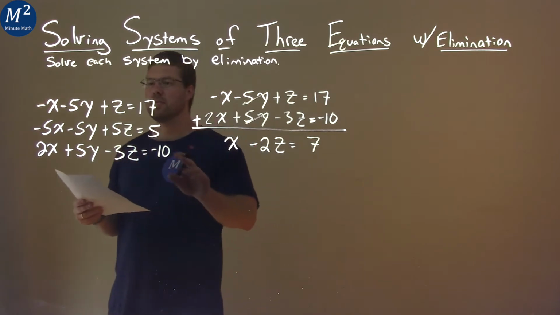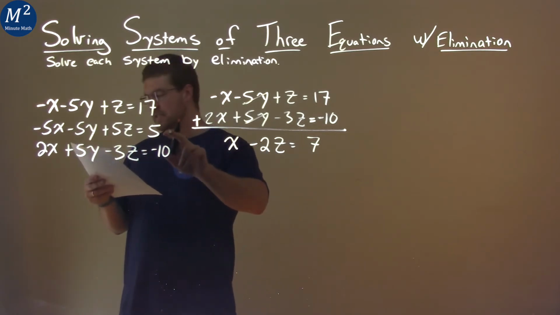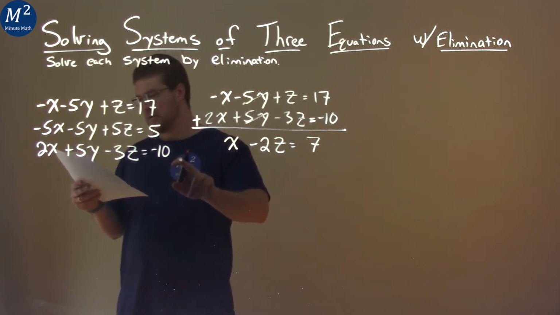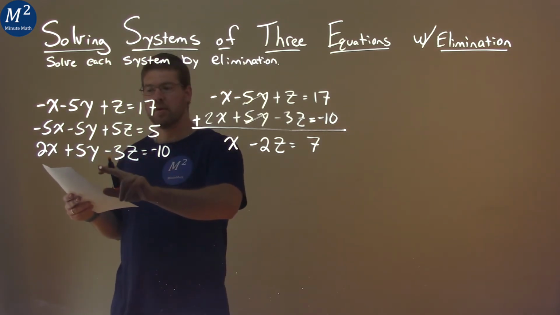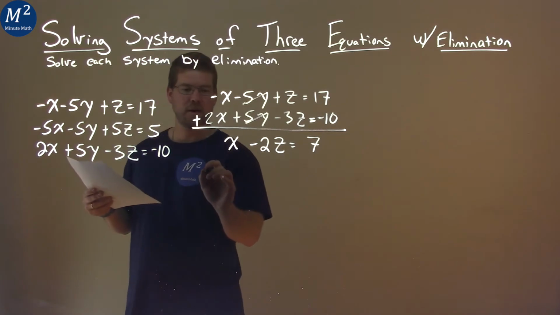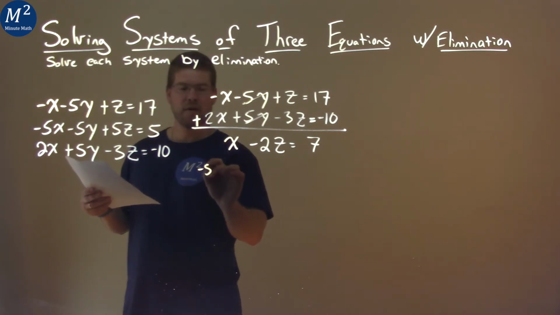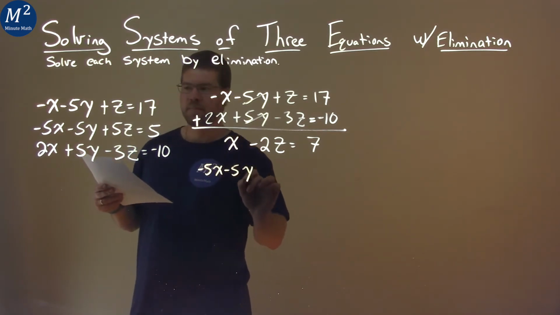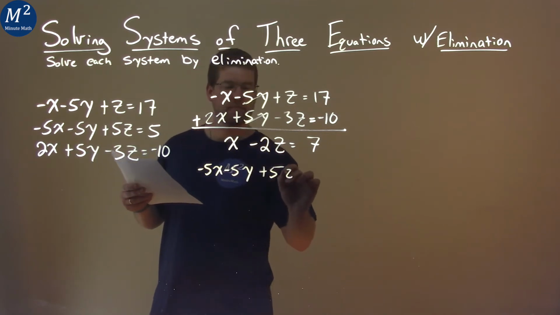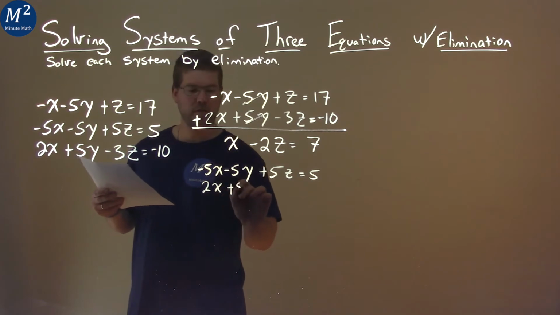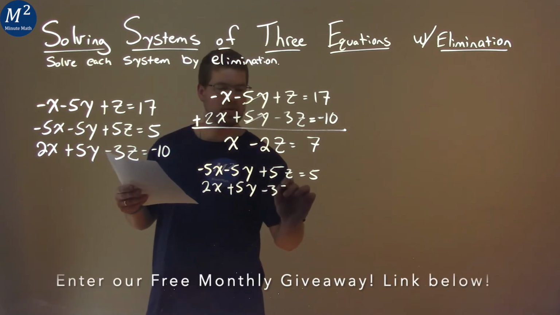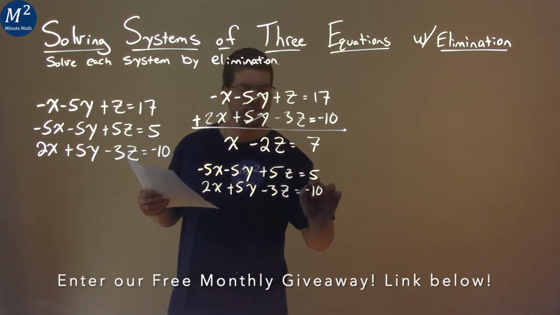Let's go with, what do I have here? We see the second equation and the third equation here. Again, we'll eliminate the y value, right? We see the negative 5y and plus 5y. So let's rewrite that here. Negative 5x minus 5y plus 5z equals 5. And 2x plus 5y minus 3z equals negative 10.